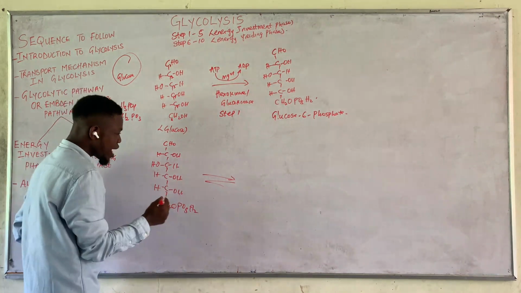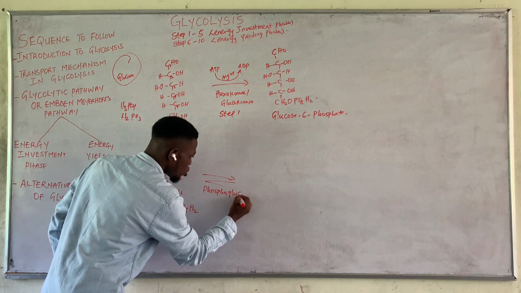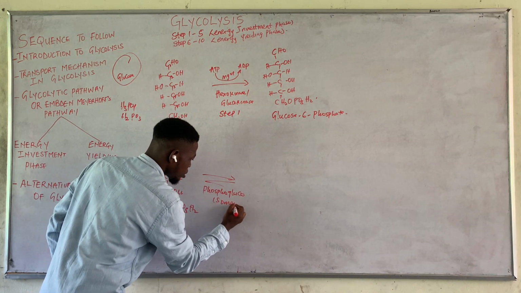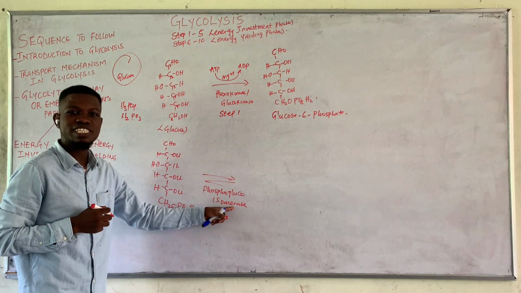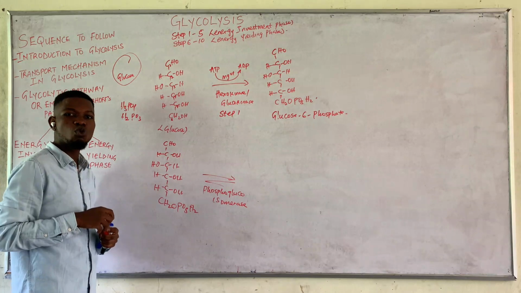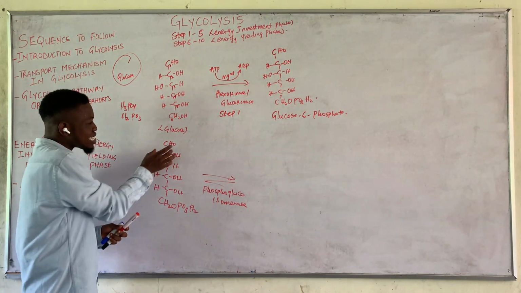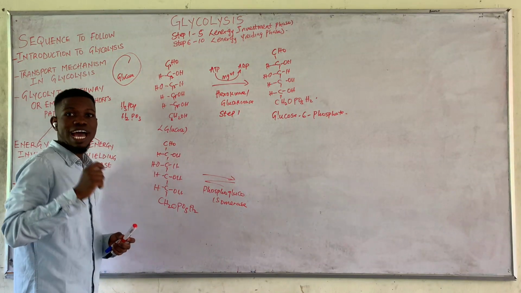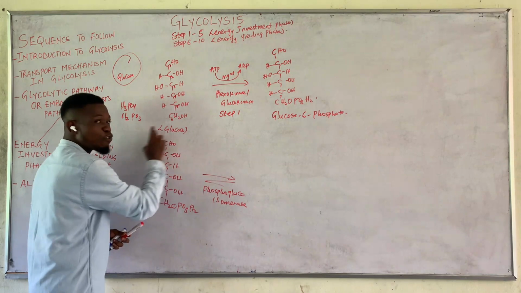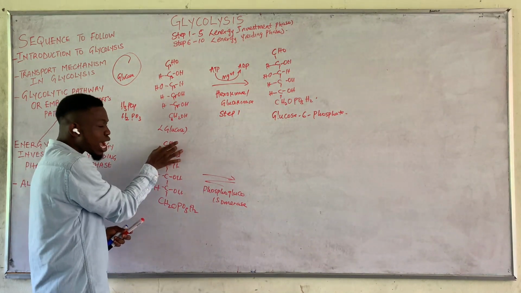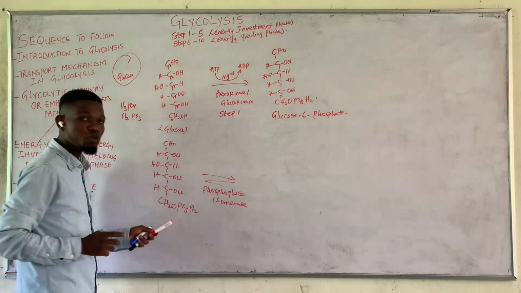So the enzyme here is phosphoglucoisomerase. So what does phosphoglucoisomerase do? Isomerism. What is an isomer of glucose? Fructose. The difference between glucose and fructose is that glucose has an aldehyde, while fructose has a ketone. So this enzyme will catalyze the change of this functional group, converting the aldehyde to become a ketone. So it will convert this to become fructose.